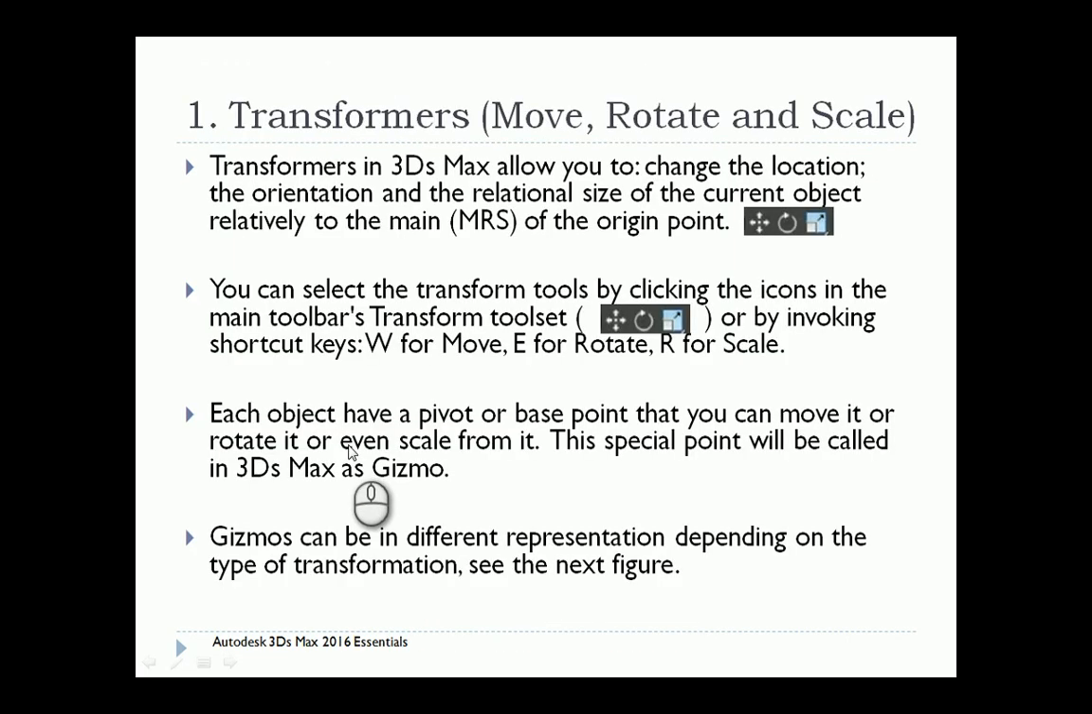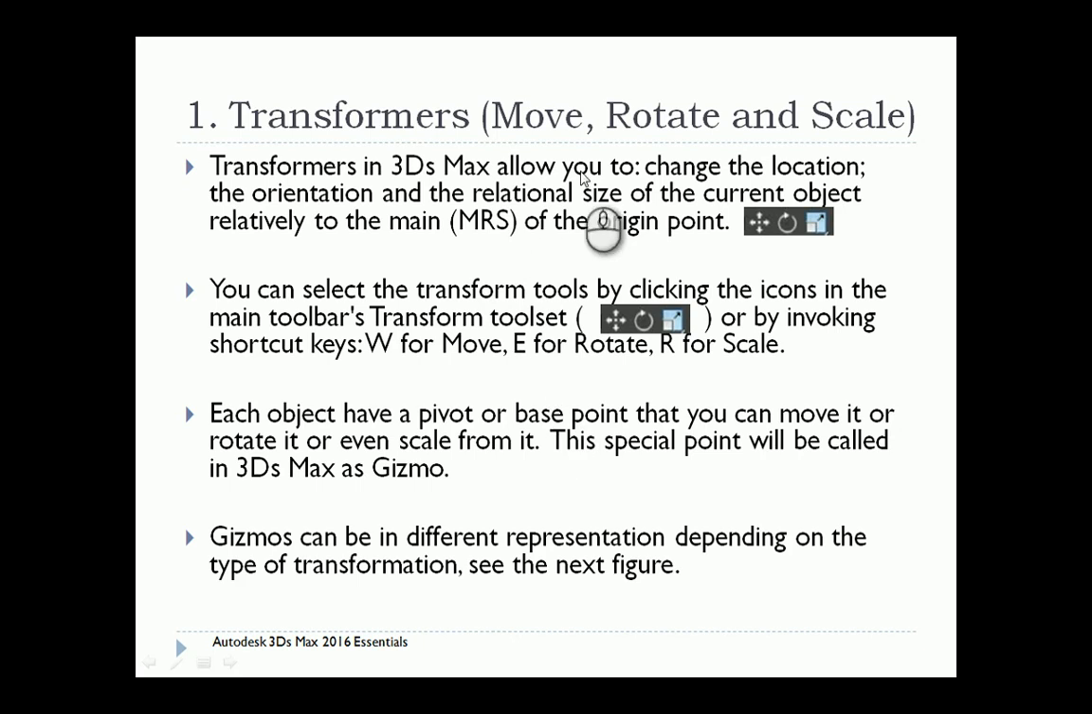So in order to create a composition based on those primitives, we need to understand the transformers, which are basic functions that can help us change the location, which is move, change the orientation of an object, which is rotate, or change the scale of an object relative to the original point, which we call scale. The MRS function, which stands for move, rotate, and scale, can be controlled by hotkeys, which are W, E, and R. W is for move, E for rotate, and R for scale.